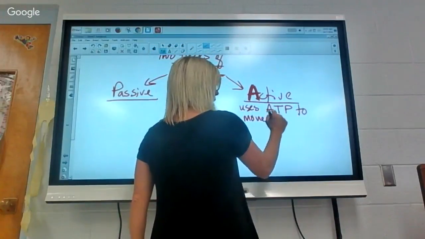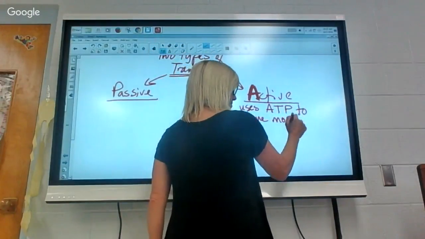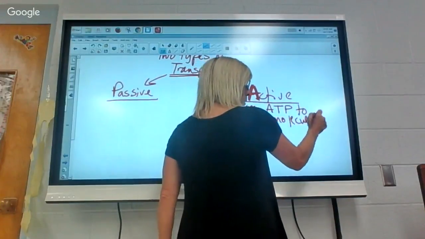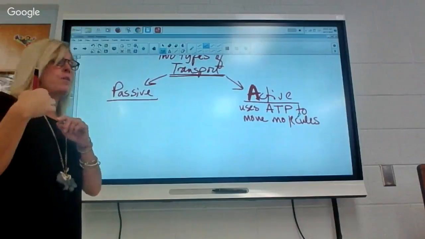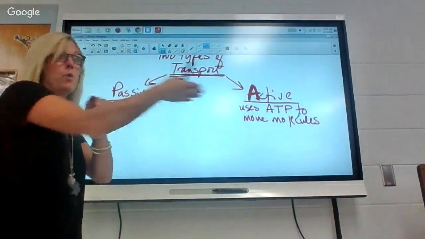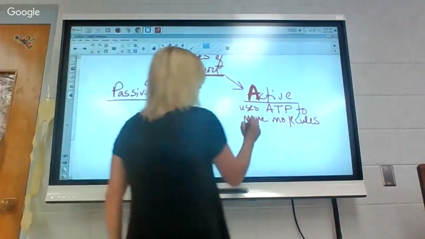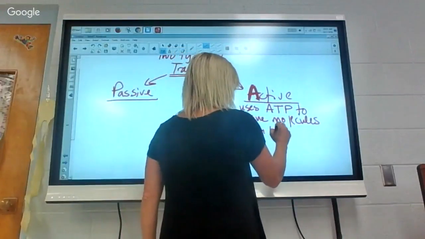To move molecules, which direction? So from high concentration to low. For active? Right. No, from low to high. Opposite, right. So if they want to go one way, you're saying, oh, no, we're going to push you the other way. So from low to high.